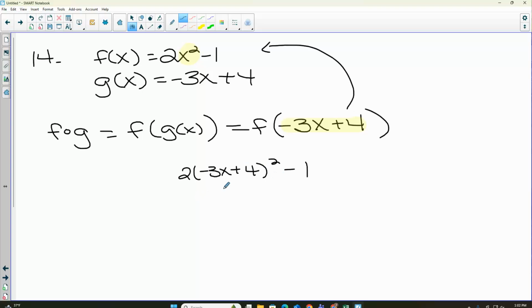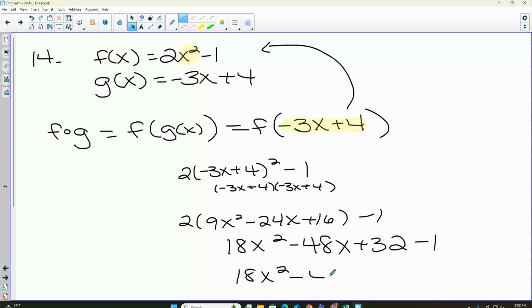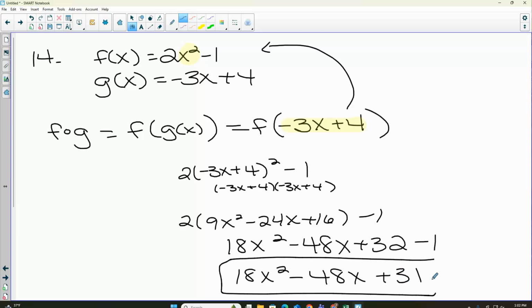How do you square that parenthesis? Well, we get 9x squared minus 24x plus 16. Distribute your 2, so 18x squared minus 48x plus 32, and then we have that minus 1 on the end. So final answer, 18x squared minus 48x plus 31.